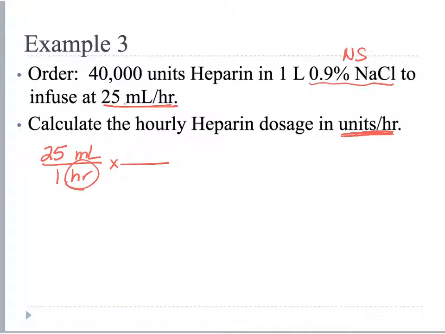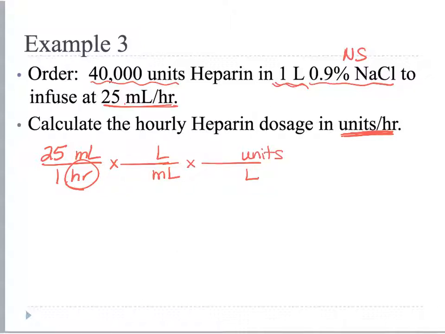So I have the per hour part. I just need to go from milliliters to units, and I'm going to do that using our strength, 40,000 units in 1 liter. So because this is liters, I need it to be milliliters. So I need to do one more step in between here. I need to go from milliliters to liters, and then I can go from liter to units.